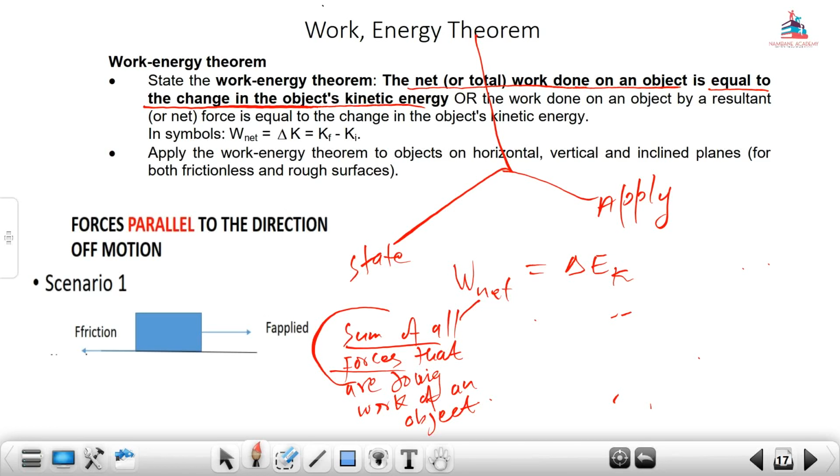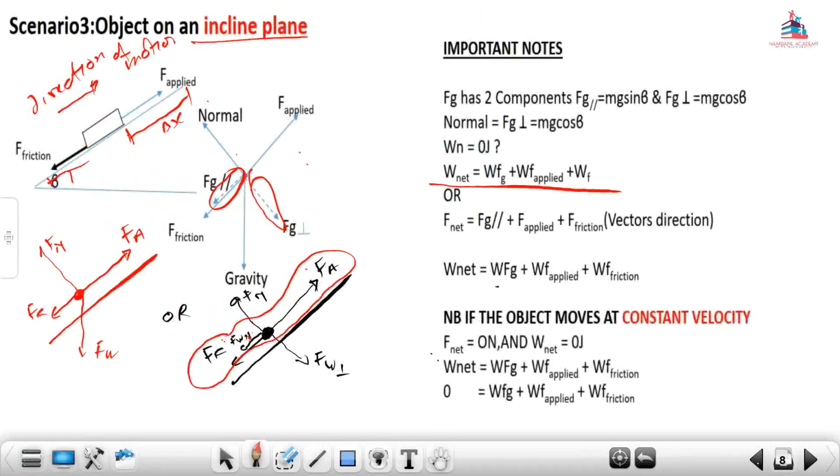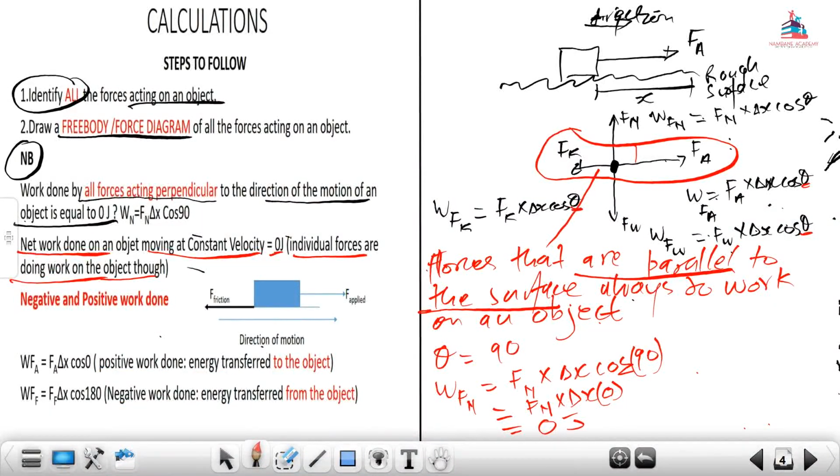So the first thing to do, very easy, draw a free body diagram. That is the first section of this particular session that we are busy with. Draw the free body diagram. Identify the forces that are parallel, because we did say that forces that are parallel are the forces that are doing work. Forces that are parallel to the surface always do work on an object. So we only rely on the parallel forces.